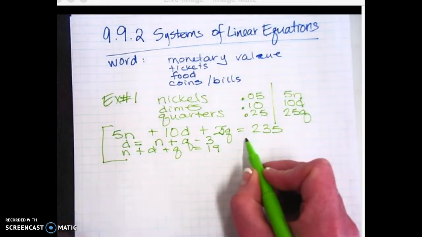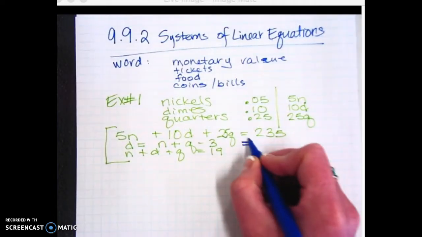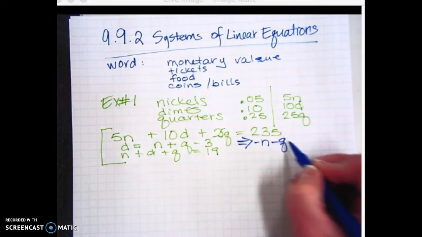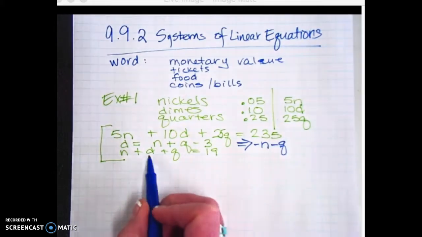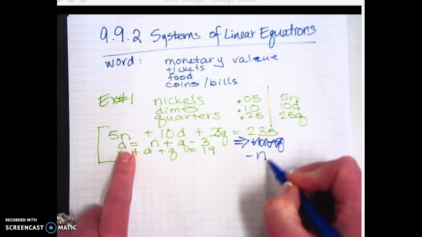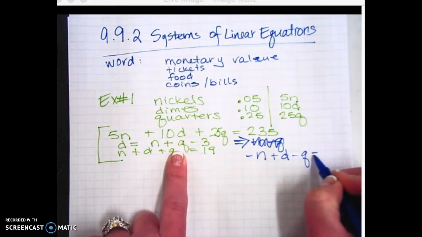So if this was equal to negative n minus q, oh, we want d next, sorry, because it's n then d. See what I'm saying? So we want negative n, the d's already over there, minus q equals negative 3.